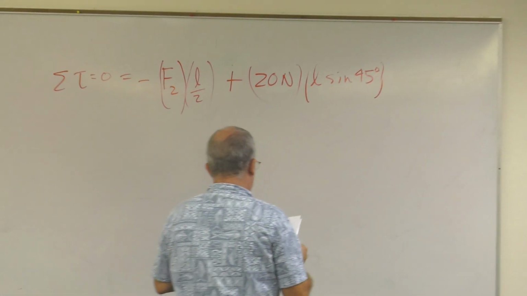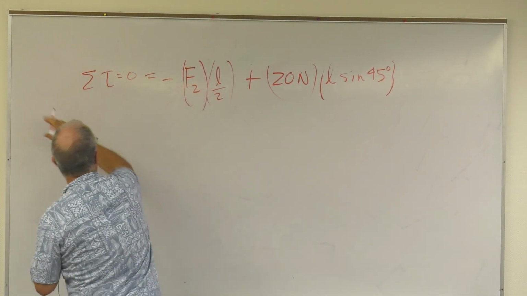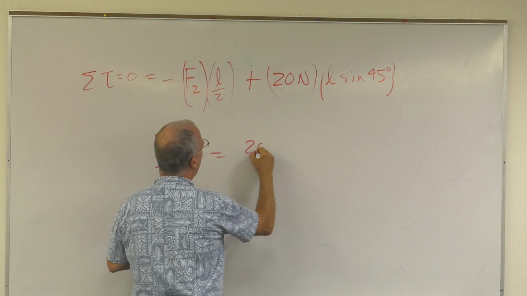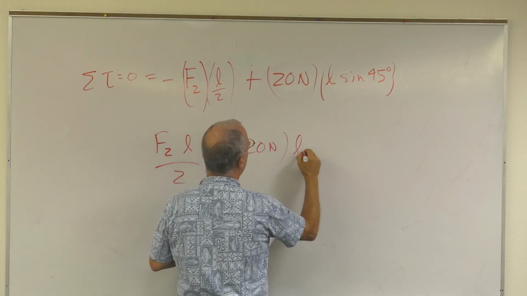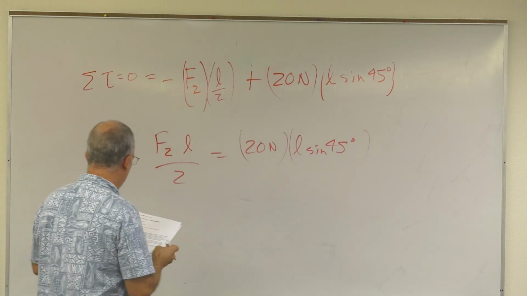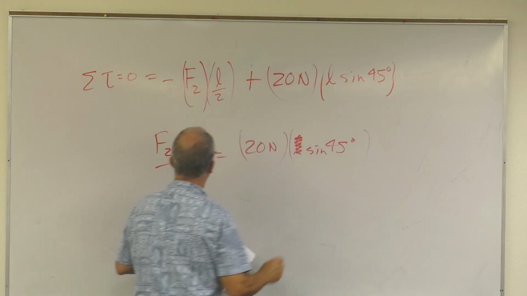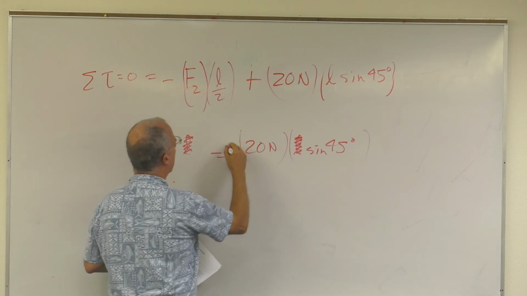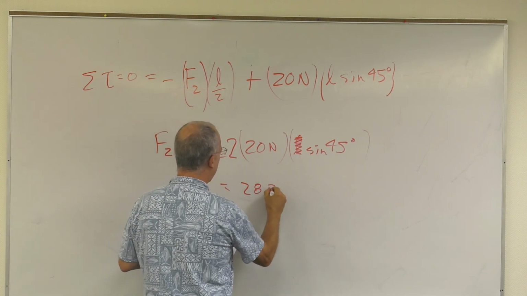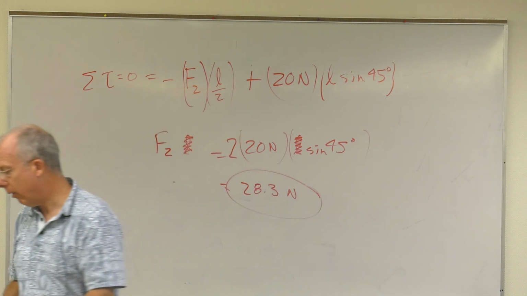All right. So solve for F2, so we put it on the other side. So we have F2 times L over 2 equals 20 newtons times L sine 45. Okay? So what do you notice? Get rid of the L's. Multiply both sides by 2. And I promise you, when you do that, you get 28.3 newtons. Okay, so there you go.